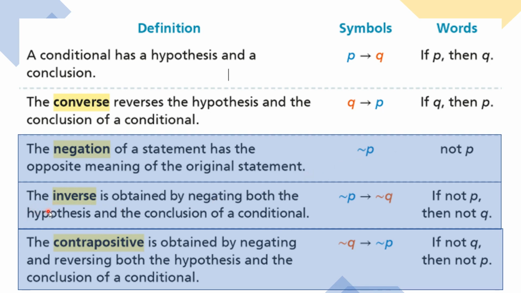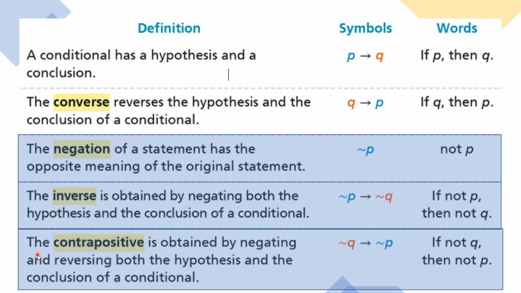The other one we're going to be looking at today is called the inverse. This is obtained by negating both the hypothesis and conclusion. So basically, we're looking at the conditional statement and saying, not this, not this. That's all it's saying. So if not P, then not Q.